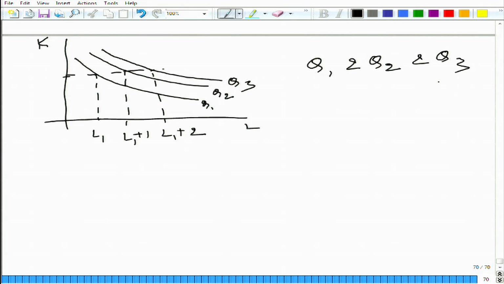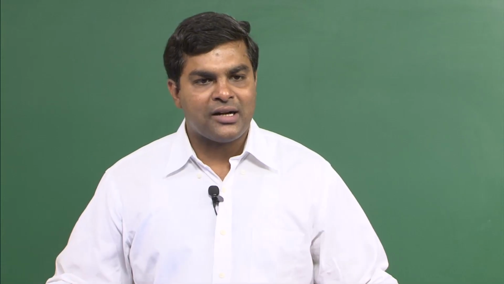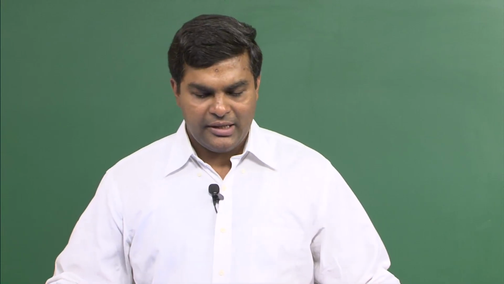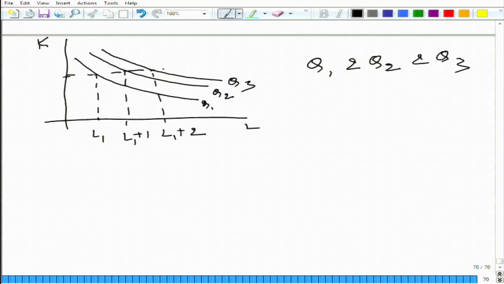When we talked about diminishing marginal product, what did we say? That eventually, may not be in the beginning, but eventually the marginal product of an input starts diminishing. Let us say that diminishing marginal productivity has already set in at this point. So it is not the case that the marginal productivity is increasing when we increase labor beyond L1. We are moving from L1 to L1 plus 1, L1 plus 1 to L1 plus 2, and capital is fixed at K naught, and these are the three isoquants Q1, Q2, Q3.